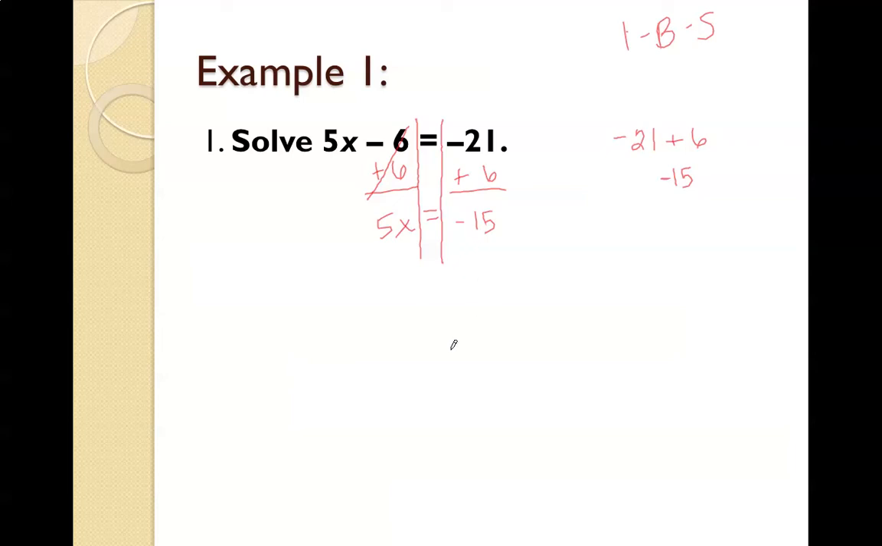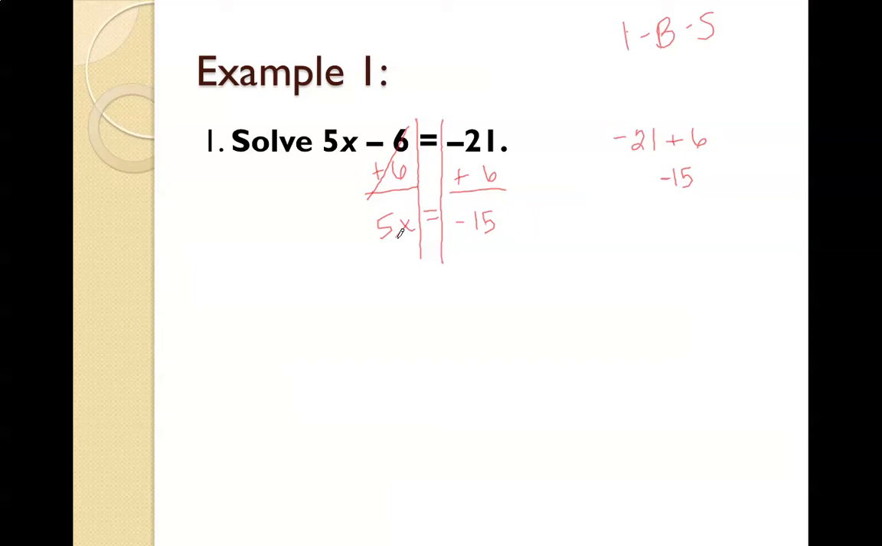Now, on one-step equations, we would be done. But now, I still have a number that's attached to the variable. So I've got to get that variable all by itself. Well, what operation is being done to the number and the variable right now? Right, multiplication. 5 is being multiplied by x.